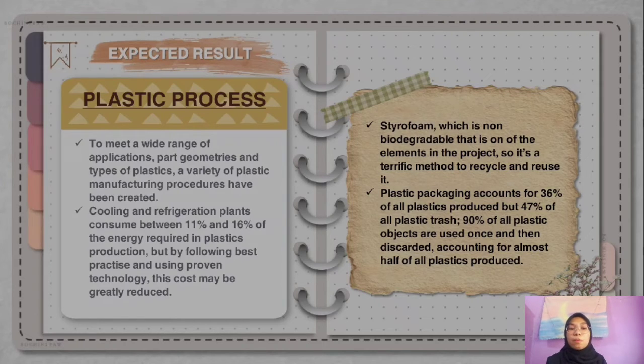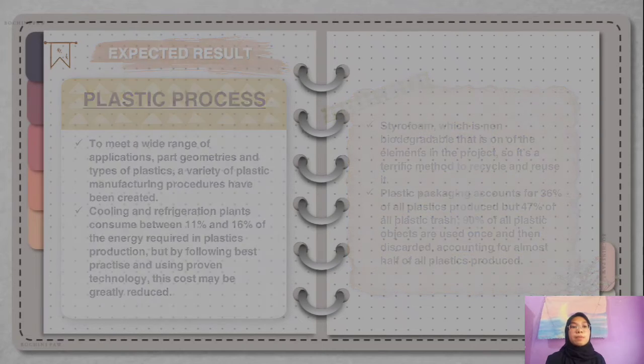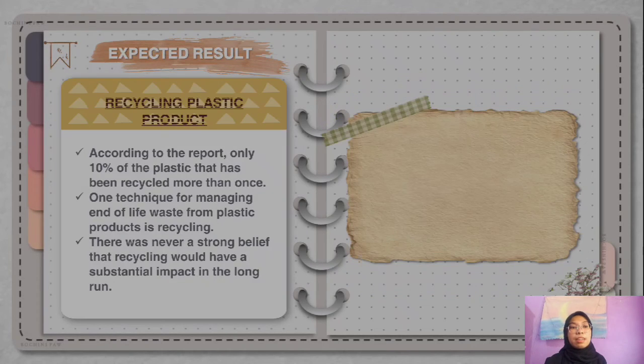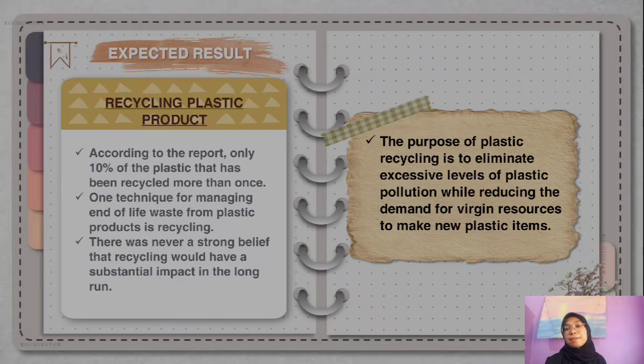90% of all plastic objects are used once and then discarded, accounting for almost half of all plastic produced. For recycling plastic products, according to the report, only 10% of plastic has been recycled more than once. One technique for managing end-of-life waste from plastic products is recycling. There was never a strong belief that recycling would have a substantial impact in the long run.